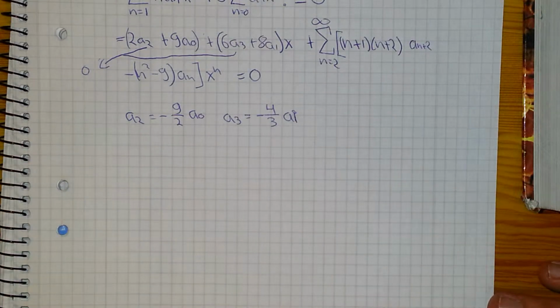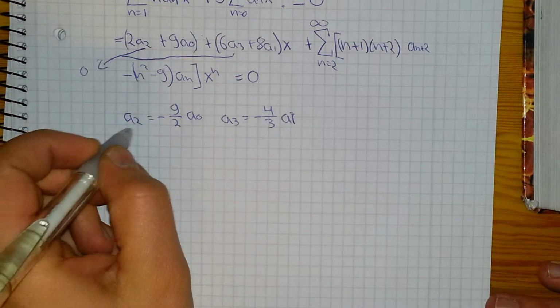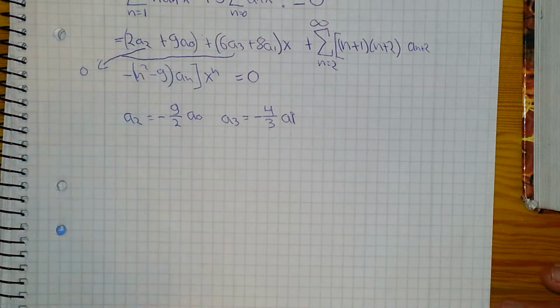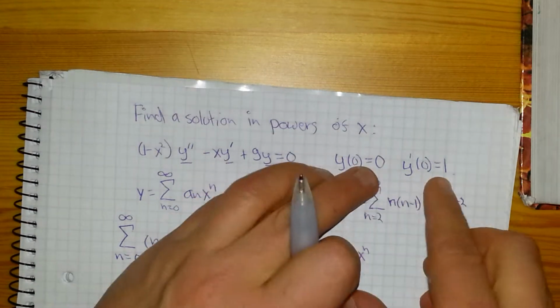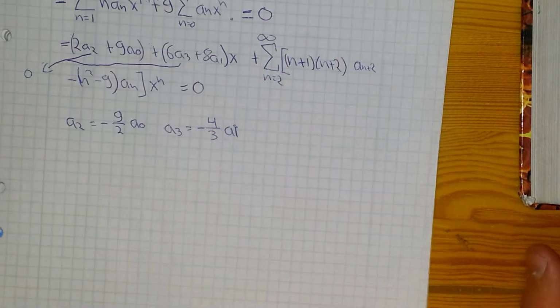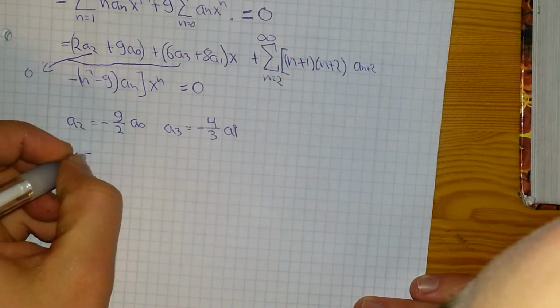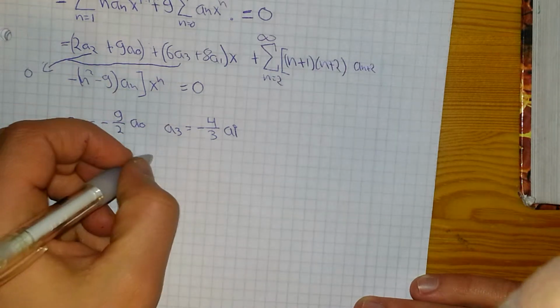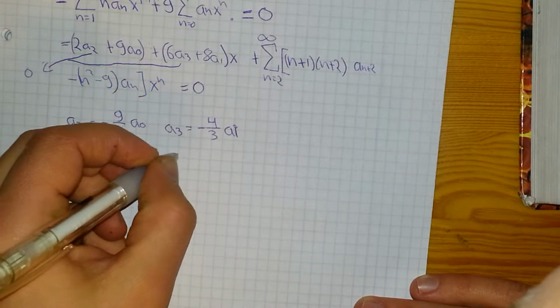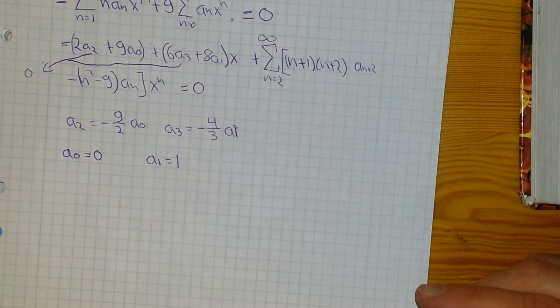So, basically, these are conditions. And now we know our initial conditions. Here, we have two initial conditions, and these imply that A0 will be equal to 0 and A1 will be equal to 1 through these two initial conditions, basically.